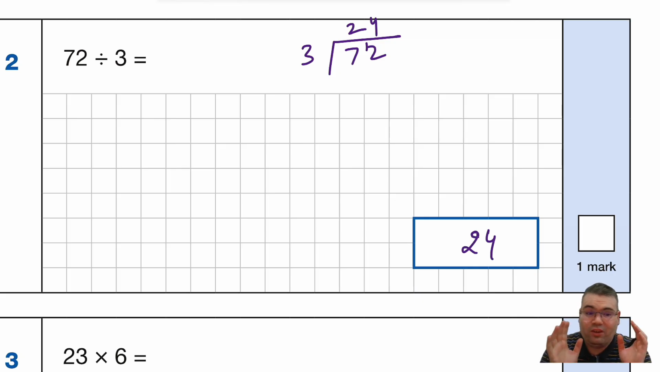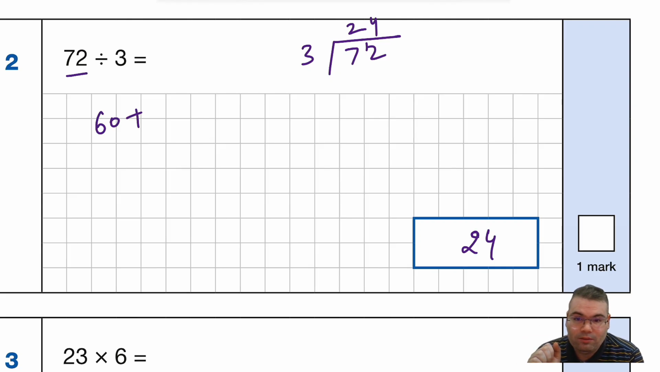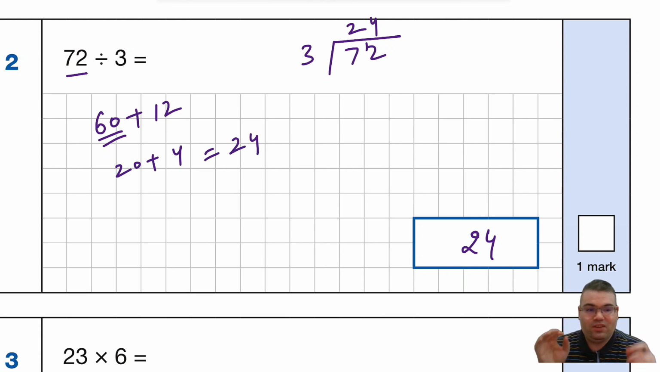The second way is you can do this in your mind. Like 72, let's break it as 60 and 12, right? 60 plus 12. Now 60 divided by 3 is 20 and 12 divided by 3 is 4. So 20 plus 4 is equal to 24. This trick is called division by partitioning. This trick also we have covered. You can check this in the comment box.